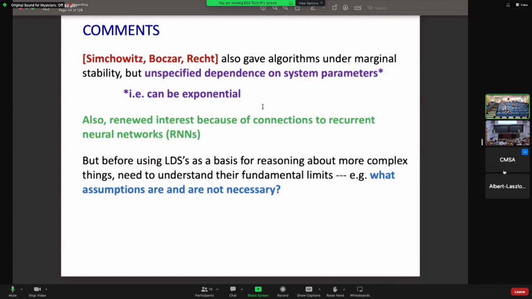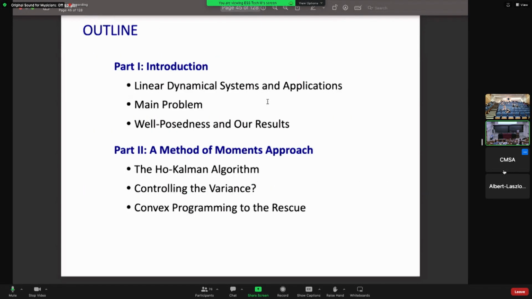But the point I want to make is that even the information theoretic foundations of learning LDSs weren't understood. And maybe before we jump to trying to analyze gradient descent to understand RNNs, we better understand the fundamental limits of learning LDSs, especially if we're using them as a basis for reasoning about much more complex systems. And in particular, we better understand which of these bevy of assumptions really are necessary or not. All right, so that was a long introduction.